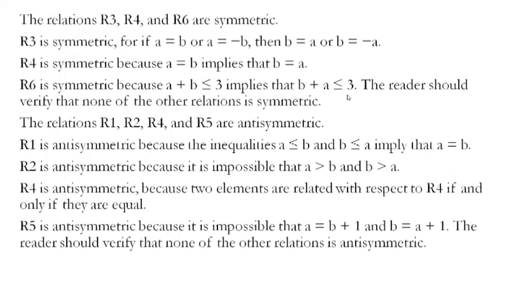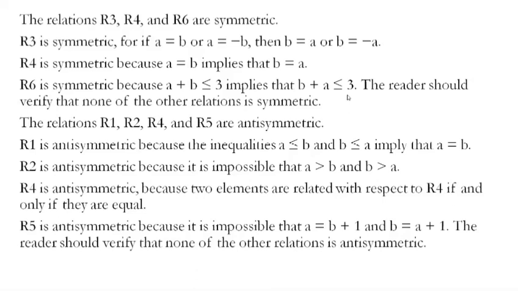So here, anyhow, the answer was given. The relations R3, R4 and R6 are symmetric. R3 is symmetric because if A is equal to B or A is equal to minus B, then B is equal to A or B is equal to minus A. R4 is also symmetric because A is equal to B implies B is equal to A.